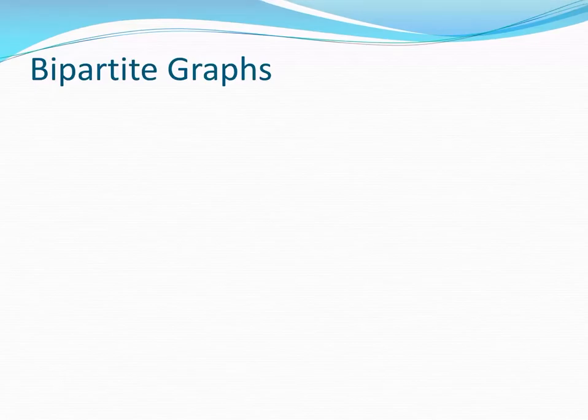Rosen, Discrete Mathematics and its Applications, Section 10.2 on graph terminology and special types of graphs. Here we discuss one special type of graph called a bipartite graph.